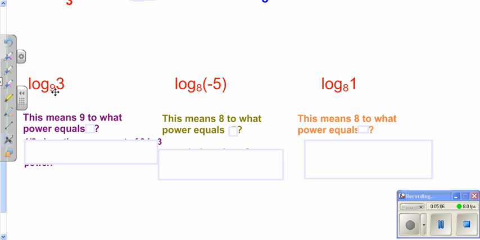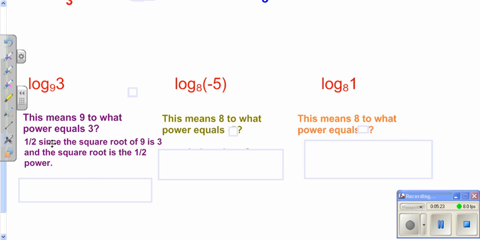This is 9 to the what power is 8. So it's always your base, the subscript here, to what power is this number right here of 3. So 9 to what power is 3. And that is 1/2. You should remember that it is 1/2 since 1/2 power means the square root. And the square root of 9, or 9 to the 1/2, is 3.